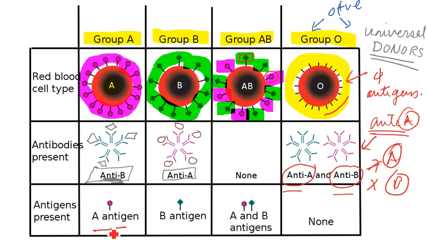So this has been just explained here again. So they have A antigen, they have B antigen, they have A and B antigen, and they have none, as you can clearly tell from the picture.